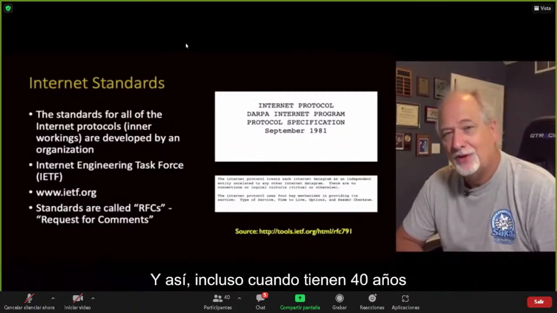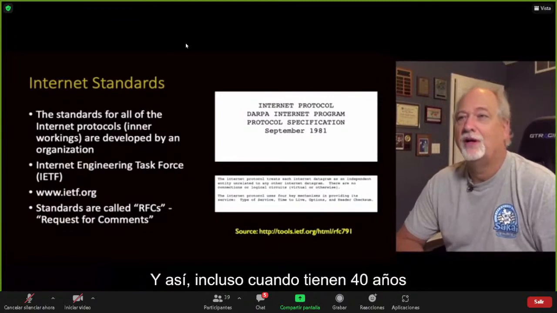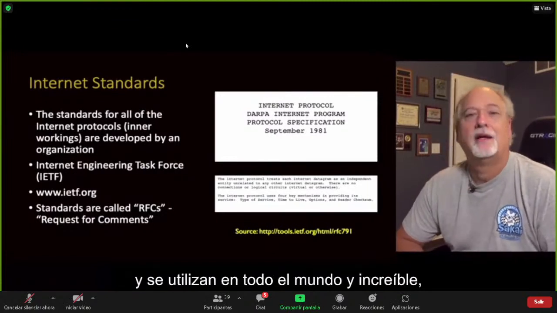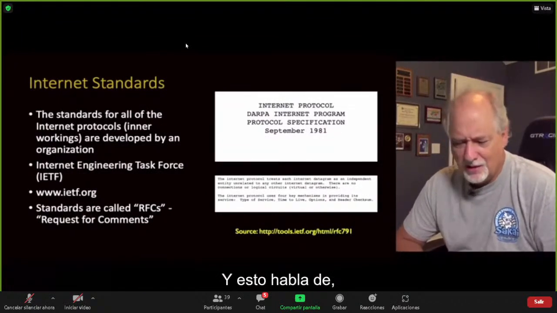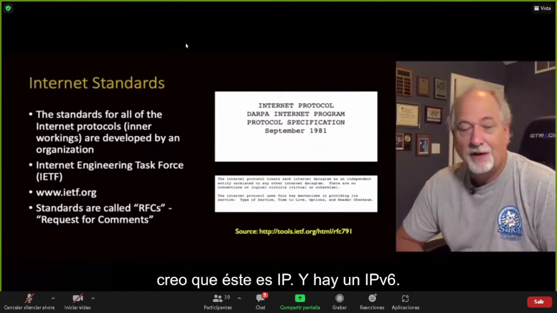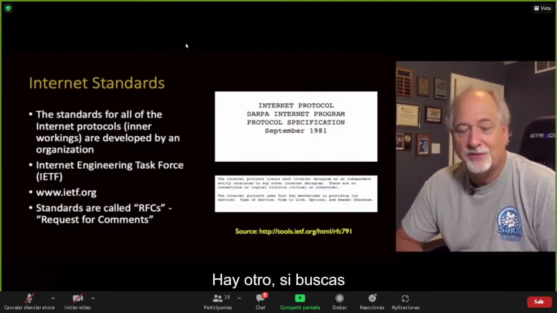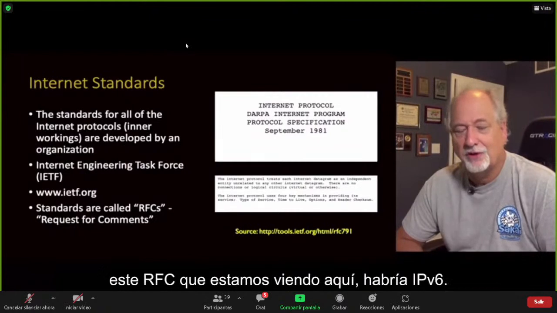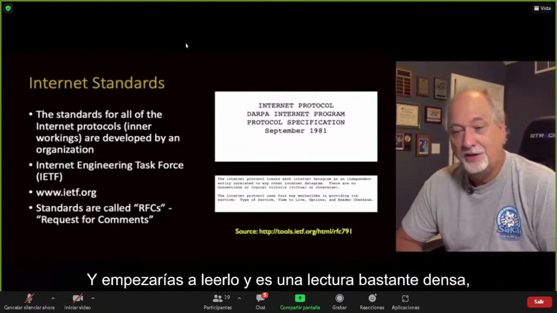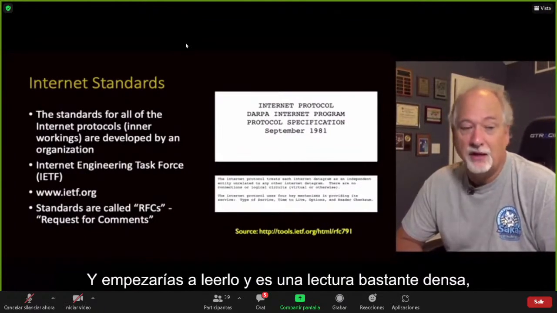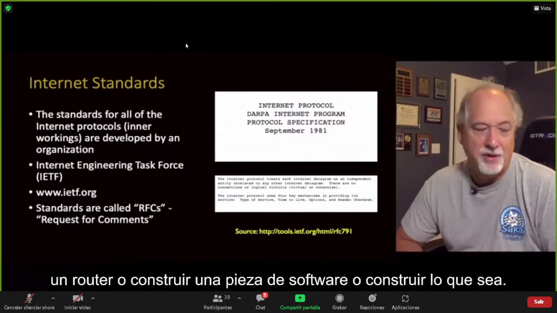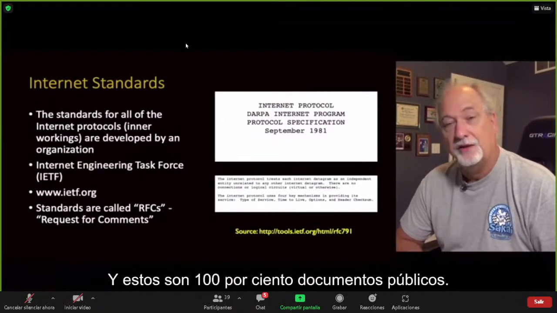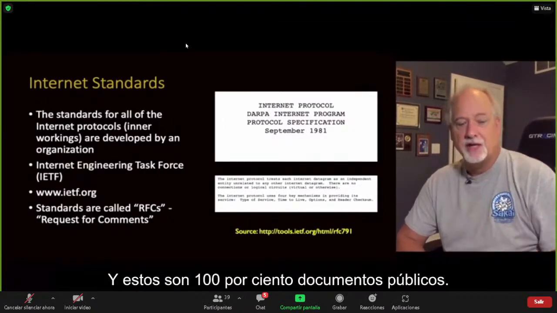And so even when they're 40 years old and used worldwide and dang amazing, we still say there is room for improvement. This one, I think, is IP, and there's an IPv6. There's another one if you look for this RFC that we're looking at here, there'd be IPv6, and you'd start reading it. It's pretty dense reading, but as an engineer, it gives you all the details to build a router or build a piece of software or build whatever. And these are 100% public documents.